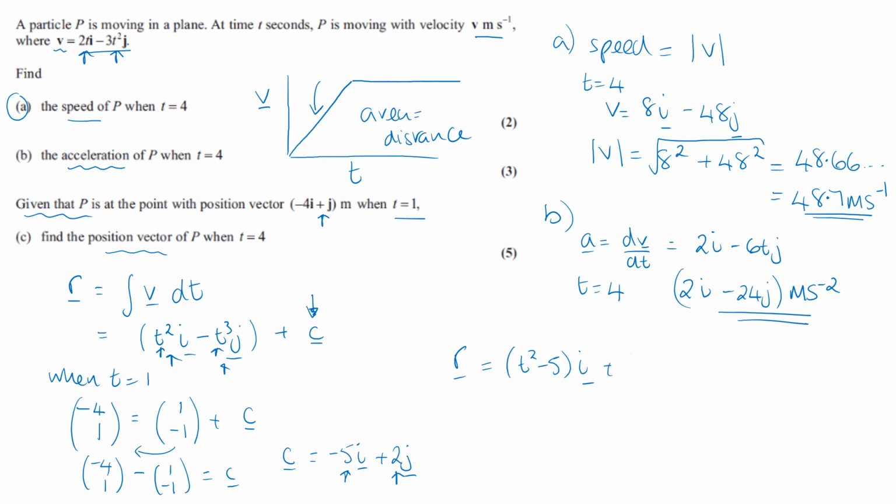So that will be 2 minus t cubed in the j direction. And when t equals 4, we can just sub that in. The position is going to be 4 squared is 16, minus 5, so that's 11 in the i direction. 4 cubed is 64. 2 take away 64 is minus 62 in the j direction, and that will be in meters, and that will be the position at t equals 4.